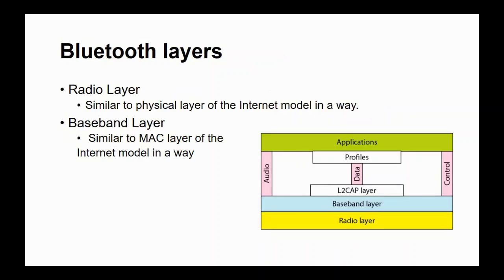In Bluetooth layers, we'll talk about radio layer. It's similar to the physical layer of the internet model in a way. It uses the 2.4 GHz band, and it's divided into 79 channels of 1 MHz each. It uses FHSS, frequency hopping spread spectrum, in physical layer that avoids the interference from other devices. And also Bluetooth uses FSK to transform bits to signal.